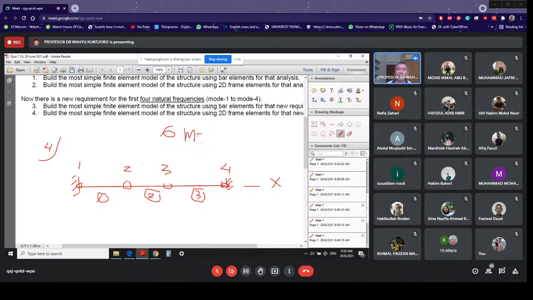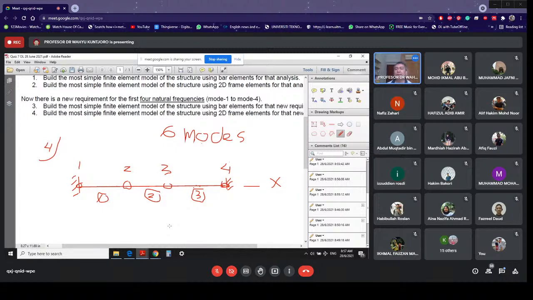6 modes. Why 6 modes? Because you have 2 nodes that are free, every node 3 degrees of freedom. So meaning with these 2 nodes, number 2 and number 3, that are free to move, then to have motion, you are having 6 degrees of freedom. 6 degrees of freedom, that means you can extract 6 modes.